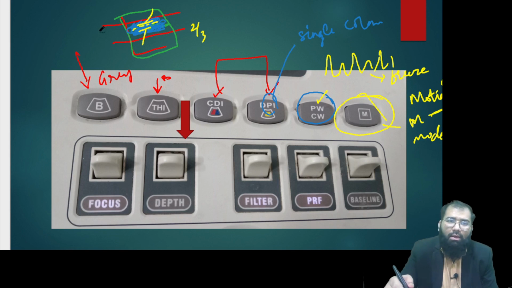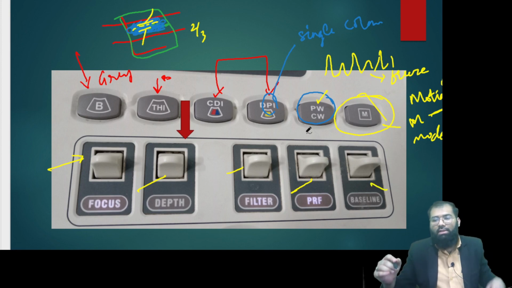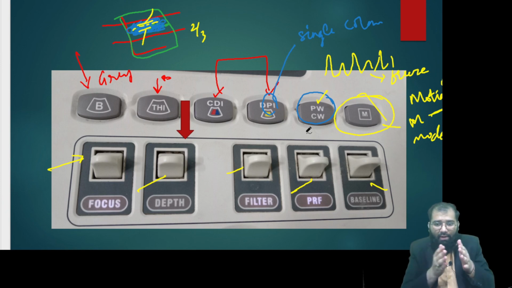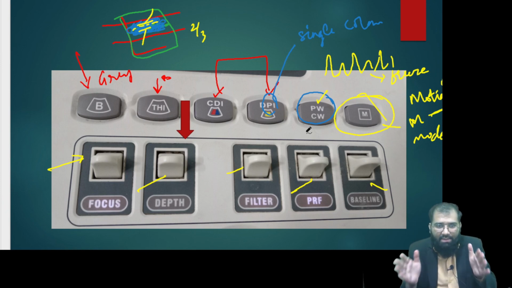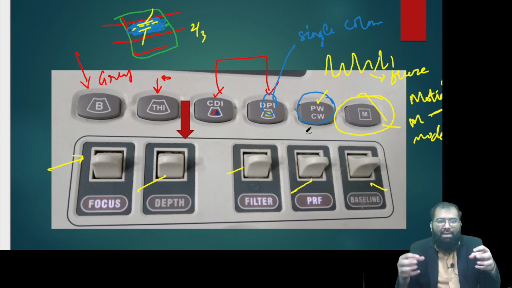Now, okay, now we come to specific other buttons which are there, other knobs. So you have this focus button, depth, filter, PRF, pulse repetition frequency, and baseline. So in subsequent lectures, I'll also talk in brief about what these knobs are useful for. Now, basically you have understood what I'm trying to explain to you is that you should know how to make the best use of what you have.